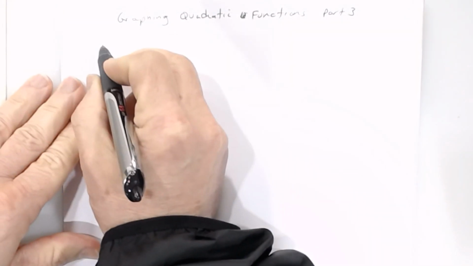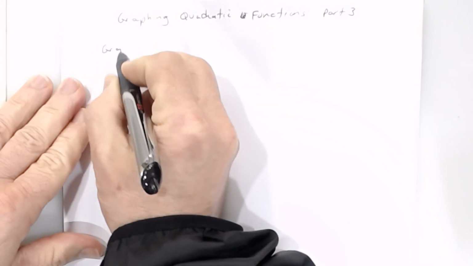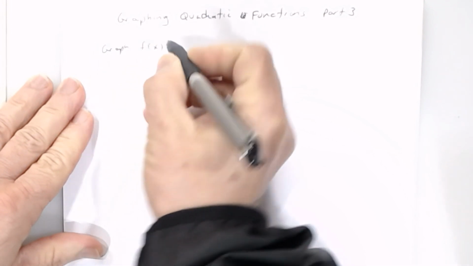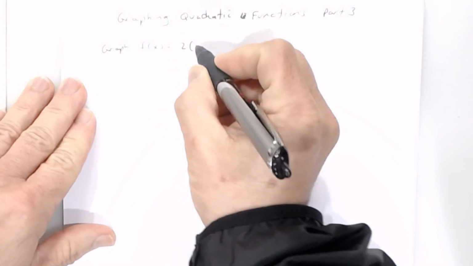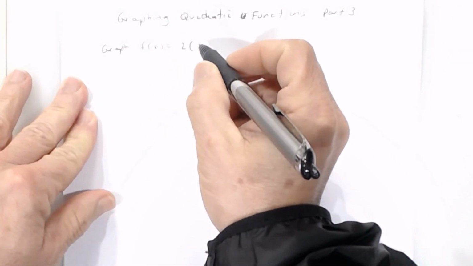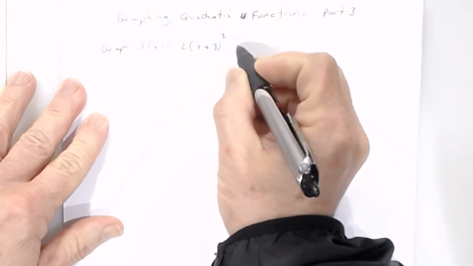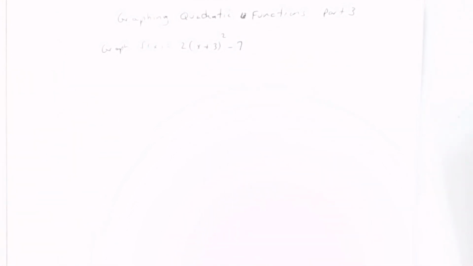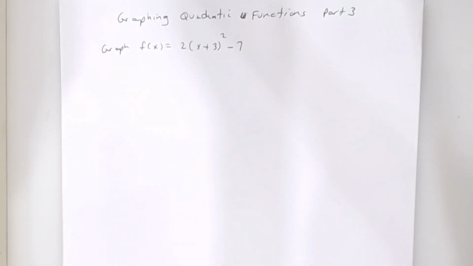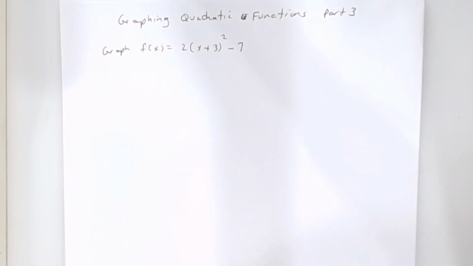All right, so let's suppose you want to graph this quadratic function, f of x equals 2 times (x plus 3) squared minus 7. So f of x equals 2 times (x plus 3) squared minus 7. Okay, what do you notice about this function? What is it written as?